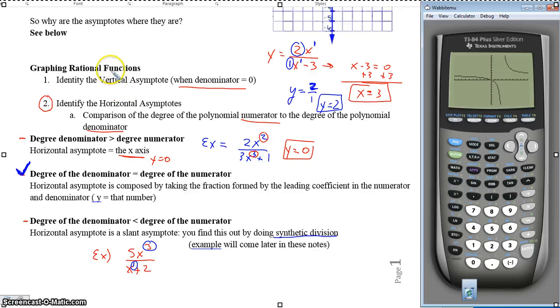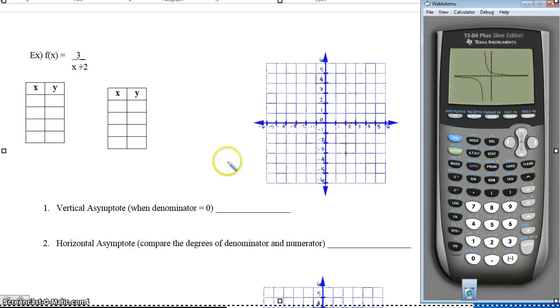So when we try to graph these, the first thing that we want to do is answer the question, what is the horizontal asymptote, what is the vertical asymptote? Then we can pick numbers to actually plot the 2 branches of our graph. So let's do that with another example. Okay, so here is our next example. The equation is 3 over x plus 2. That's what we want to graph. So let's find our horizontal and vertical asymptotes.